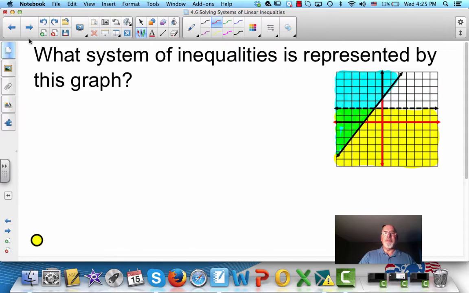You try this one, and I'll get back with you, and we'll see how you did. All right, what system of inequalities is represented by this graph? First one we want to do is this dashed line. The y-intercept is 2. So we go y. It's shaded below the line, so that means less than. It's a dashed line, so it is not "or equal to."